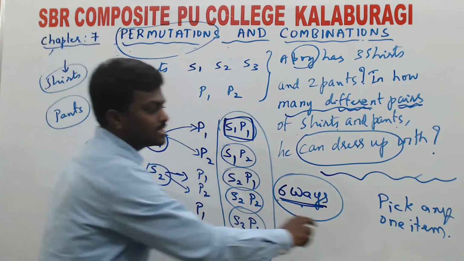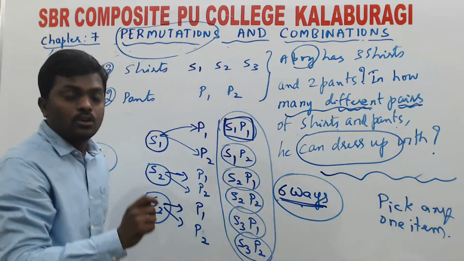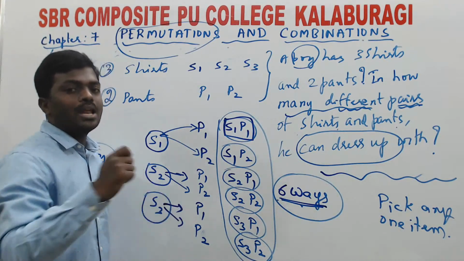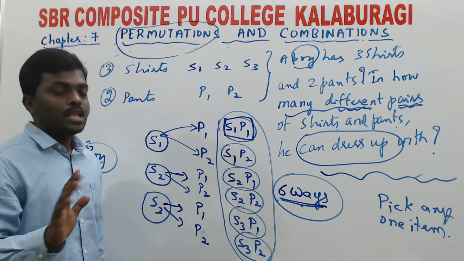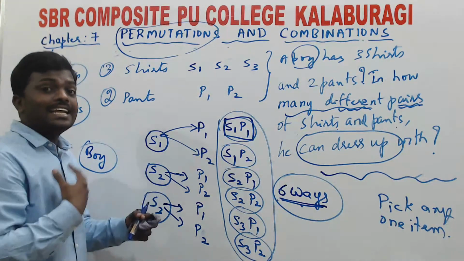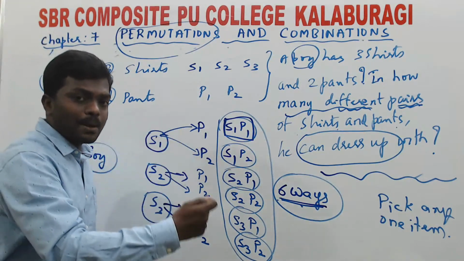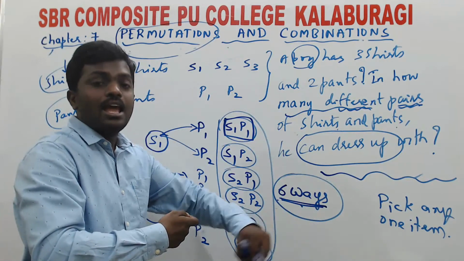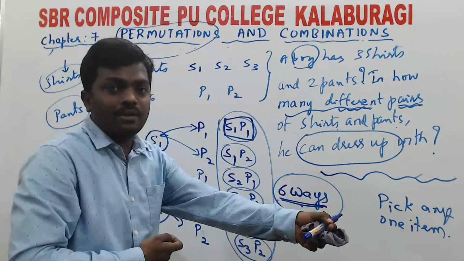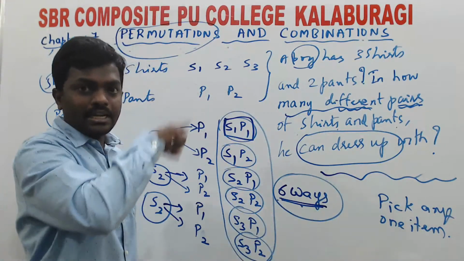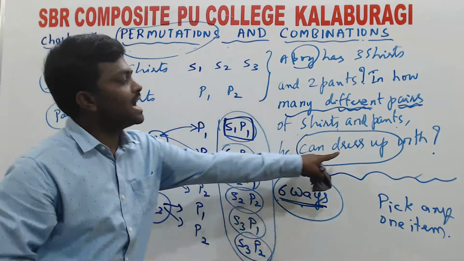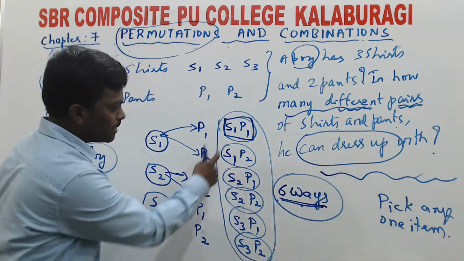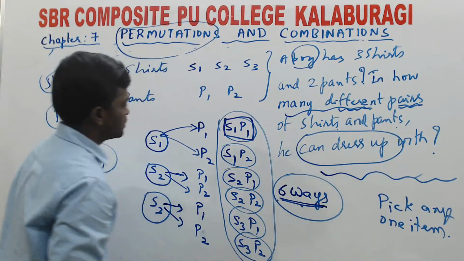But in the previous example, pick one item. If you pick shirt, that's enough. One shirt, that's enough. If you pick one pant, that's also enough. But in this case, dressing up means he has to wear a pant and also a shirt. Means wearing pant is also one event and wearing shirt is also one event. Then only the complete understanding of dressing up makes sense. Okay, so how many such ways are there? 6 ways.